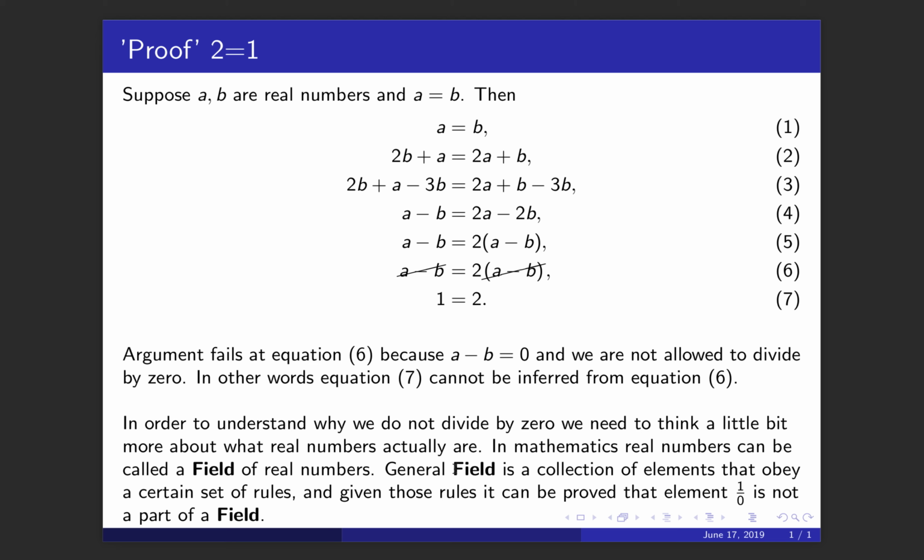So in a field, we are only allowed to do operations on the elements of the field. And this is really the key idea for why we do not divide by zero. So I'll say it again. We are only allowed to do operations, and by operations I mean arithmetic operations such as addition, multiplication, subtraction, and division, only on the elements of the field.